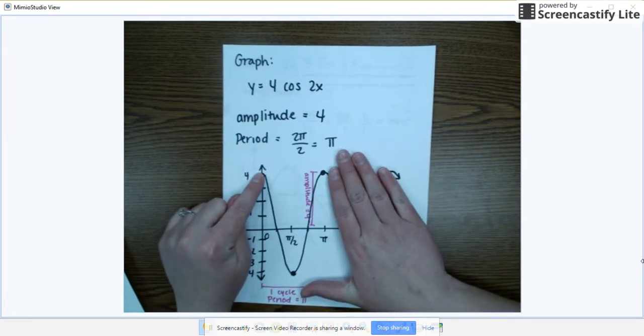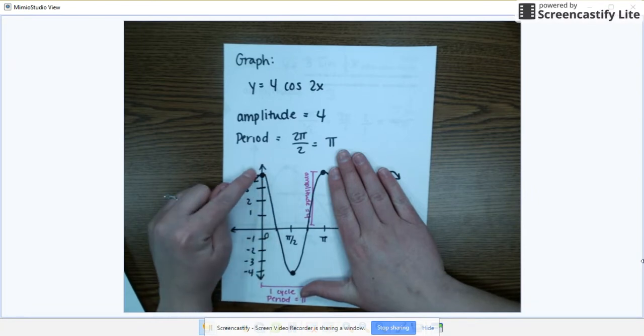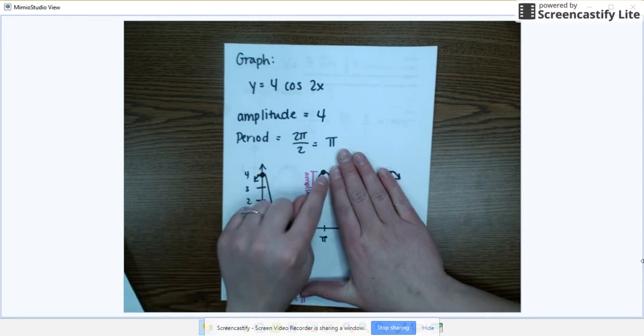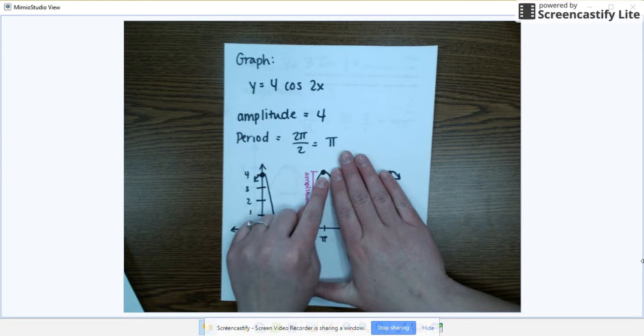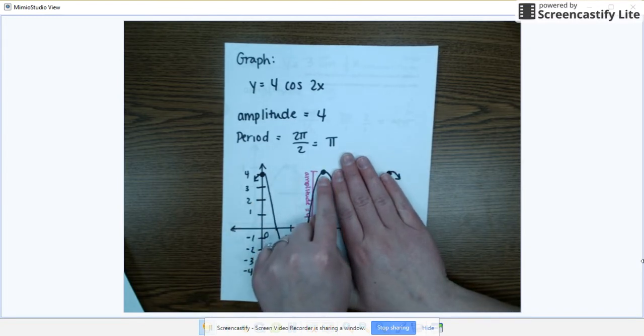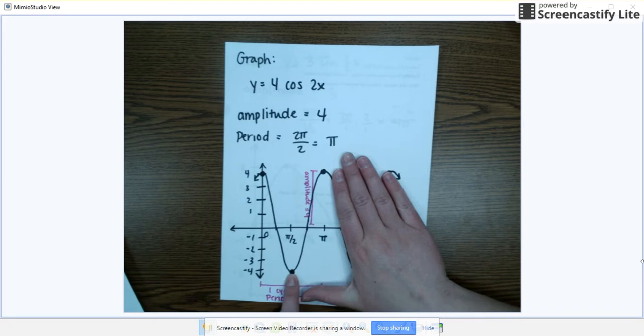Cosine always, if you go back to the beginning of the video, cosine always starts on your y-axis. Well, our amplitude was 4, so it has to start at 4 on the y-axis, so 0, 4. I know my ending value has to be at 4 as well, with a period of pi. So I go over to pi and then up 4 to get my ending point. Okay, well, I know halfway between those at pi halves, I better be down at -4 because my distance from the x-axis to my minimum has to be 4 as well.